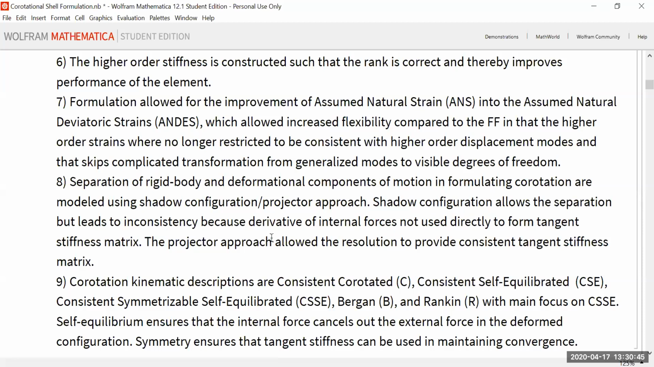which follows your deformed configuration. But there's a problem when you're solving your tangent stiffness, and that is you're going to get an inconsistency, because technically the forces you're taking the derivative of to get the tangent stiffness are not directly formed from that. So this projector approach, from what I read, technically resolves that so that you have a consistent tangent stiffness.